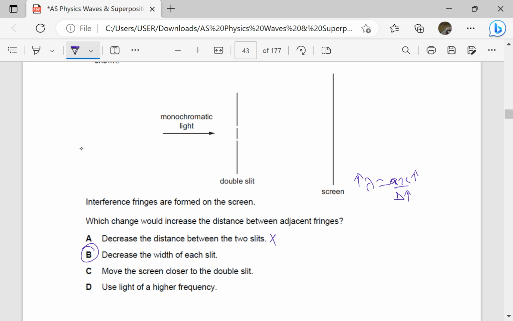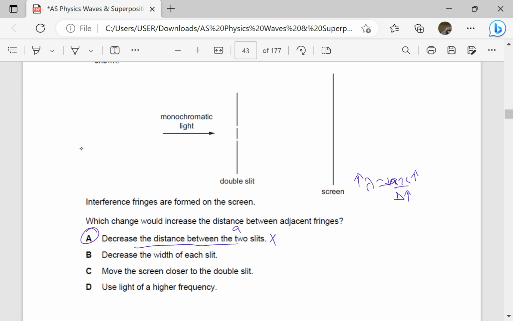So the answer is going to be B. Decrease the distance between the two slits. Sorry, the answer is A. Decrease the distance between the two slits, that is A. Decreasing the width of the slits just affects the intensity.